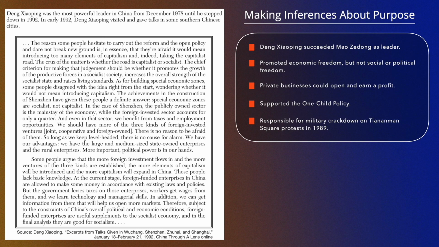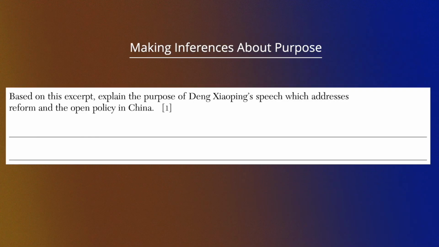So now that we activated some prior knowledge on the role of Deng, let's take a look at the question being asked so that we read the document with a goal in mind. Based on this excerpt, explain the purpose of Deng Xiaoping's speech, which addresses reform and the open policy in China. So, when we read the document, we need to make an inference about why Deng may have written and delivered this speech.